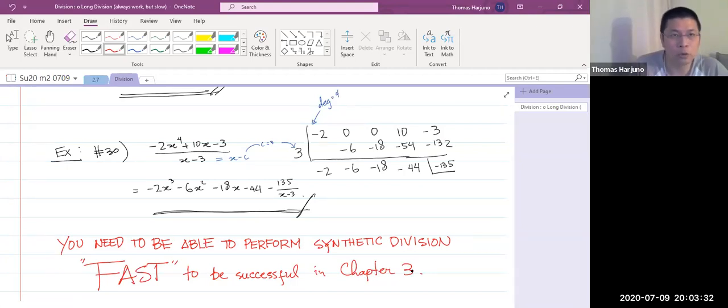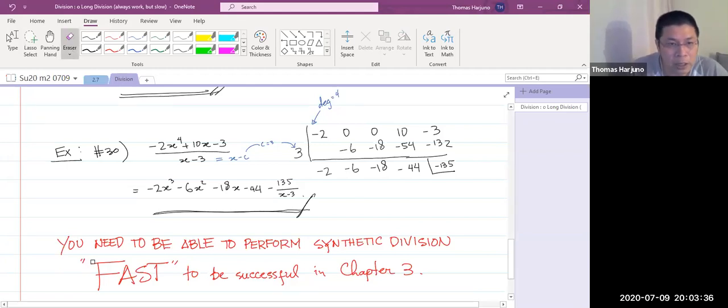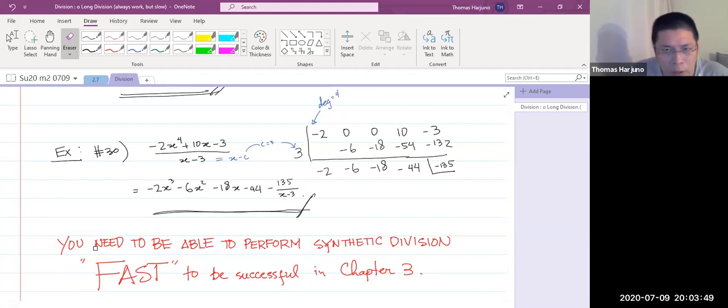Now the thing is, it's so important because a lot of material in this section relies on how good you are at doing synthetic division. So when you do your synthetic division later on, it should be something automatic. You should not think, how to do this again? What should I write here? What should I write there? No. You should know what to do already.